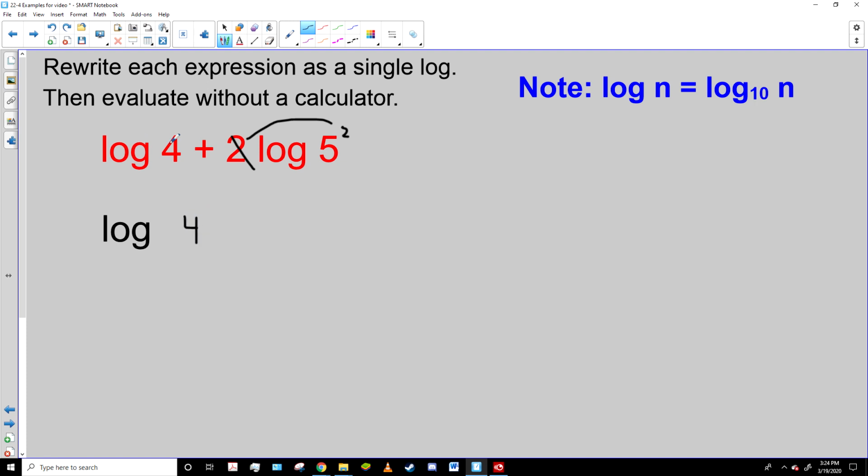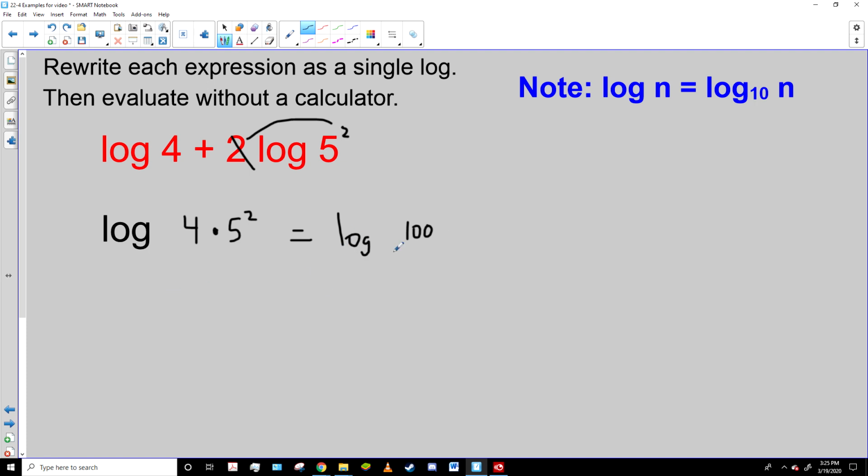So log of 4 goes on top, log of 5 goes on top, and when you add logs, the rule was to multiply the two numbers together. But this is 5 squared, which is 25. 25 times 4 is 100. So this is really log of 100. And there we go. This is the answer that you put on the first blank of your question on your Schoology homework. It says, rewrite this expression as a single log. So you would simply write log, skip a space, 100.